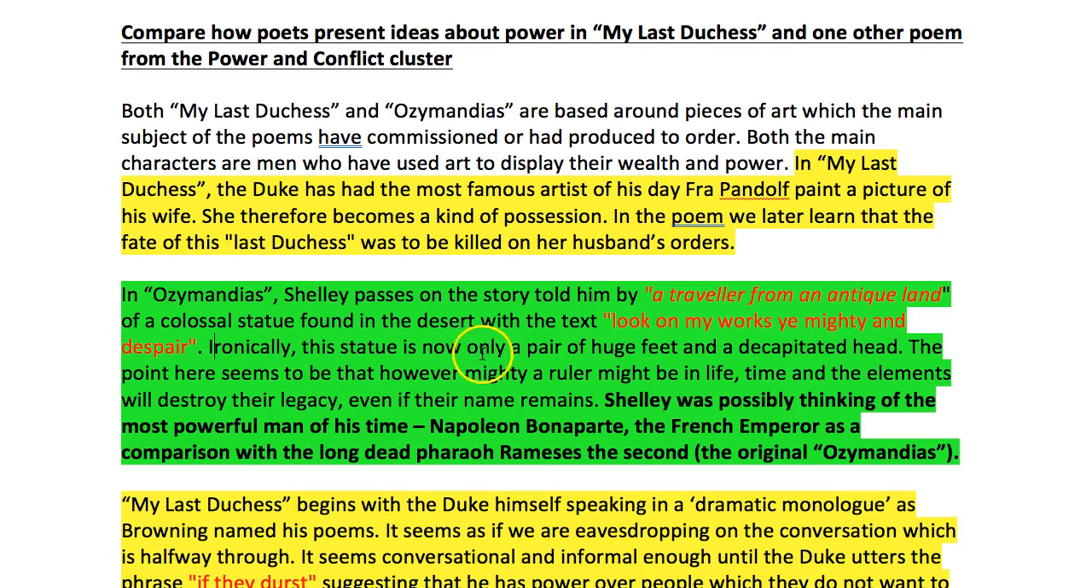Ironically, this statue is now only a pair of huge feet and a decapitated head. Now, because he hasn't memorized this poem, he's found it harder to get the shattered visage. So decapitated, shattered visage here would have fit, or two trunkless legs of stone, which would have fit instead of pair of huge feet. The point here seems to be that however mighty a ruler might be in life, time and the elements will destroy their legacy, even if their name remains.